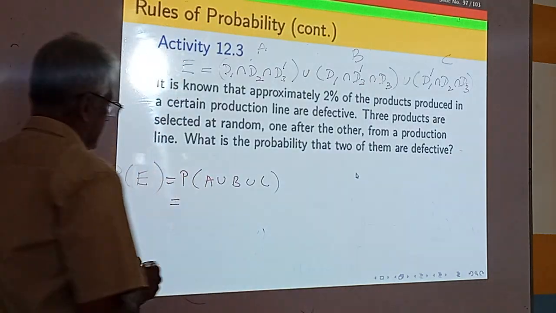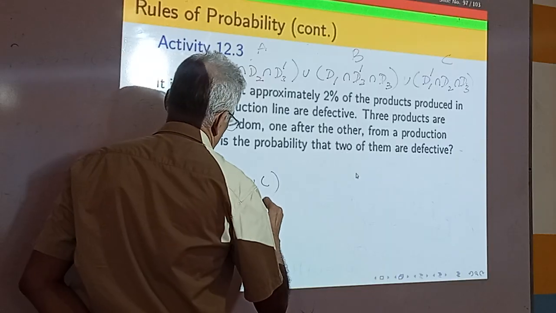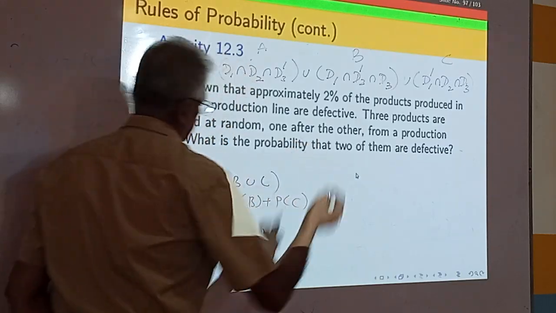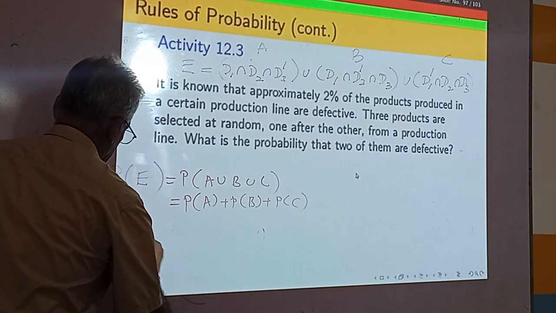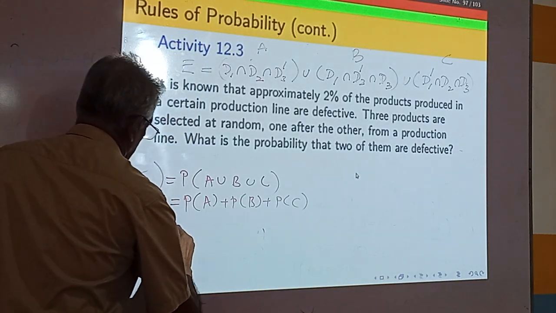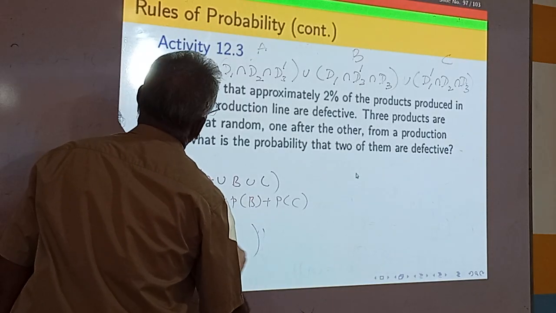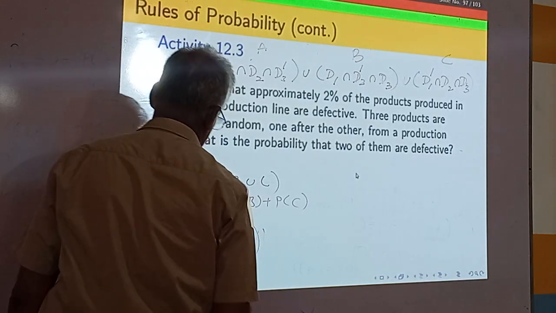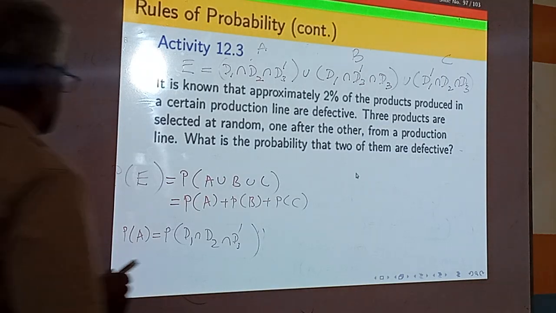Therefore, by the special case of the addition rule, this is equal to probability of A plus probability of B plus probability of C. Right? So, if you consider, for example, probability of A is equal to probability of D1 intersection D2 intersection D3 dash. Now, D1, D2, D3 dash are independent, right? Because whether one is defective or not doesn't depend on whether the other ones are defective.